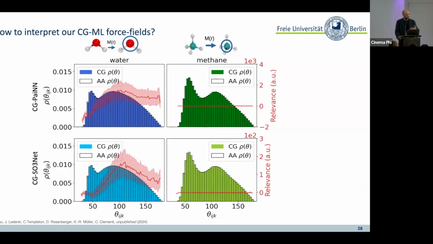This is, again, in agreement with the fact that if you build a coarse-grained model just using two-body information for methane, it works very well. While for water, it just doesn't work. It's not possible to make it work for water.